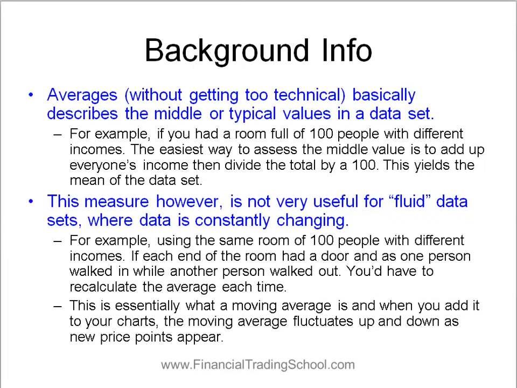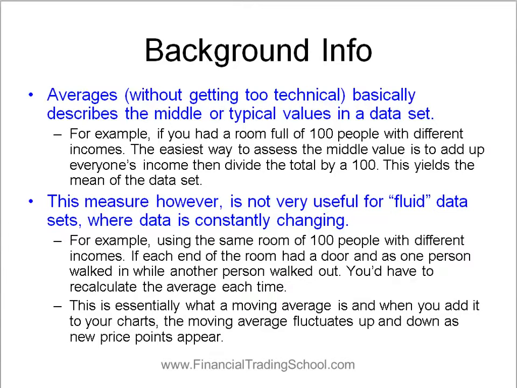So let's start with some background info. Averages, without getting too technical, basically describe the middle or typical values in a data set. For example, if you had a room full of 100 people with different incomes, the easiest way to assess the middle value is to add up everyone's income, then divide the total by 100. This yields the mean of the data set.